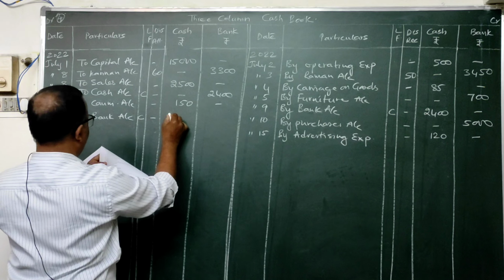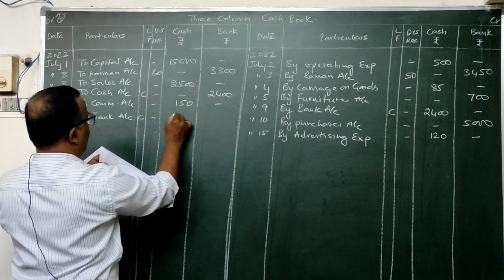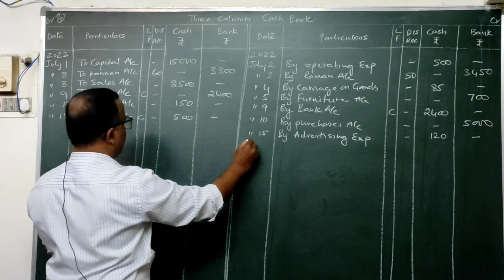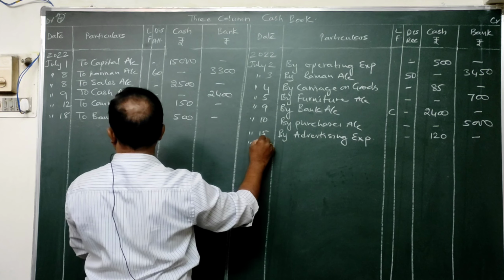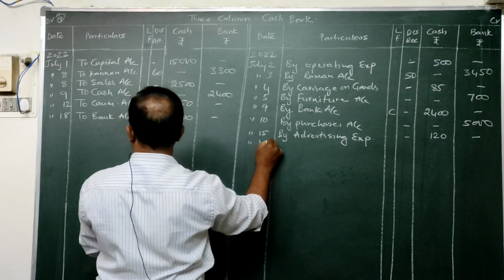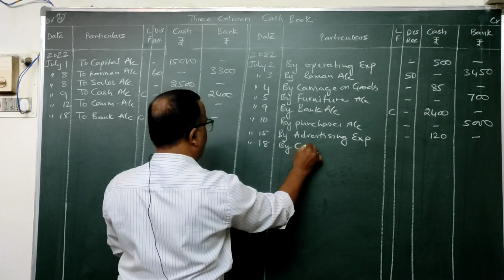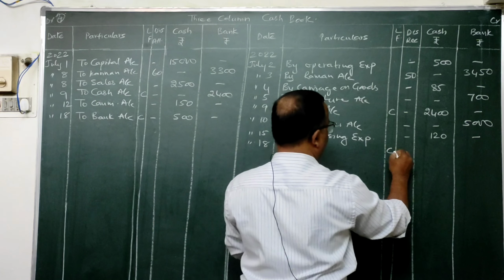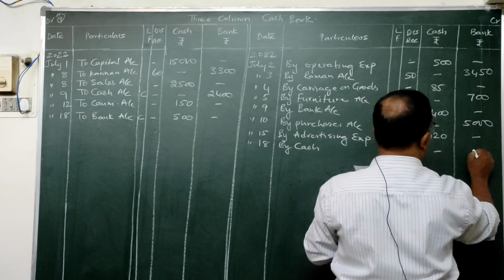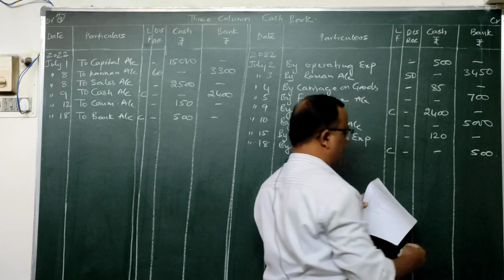The amount will be debited to cash account 500. Whereas here it will be credited to the bank account there. So the date is 18th. Here you write by cash contra. The amount will be posted in the bank column because money is going out from the bank.